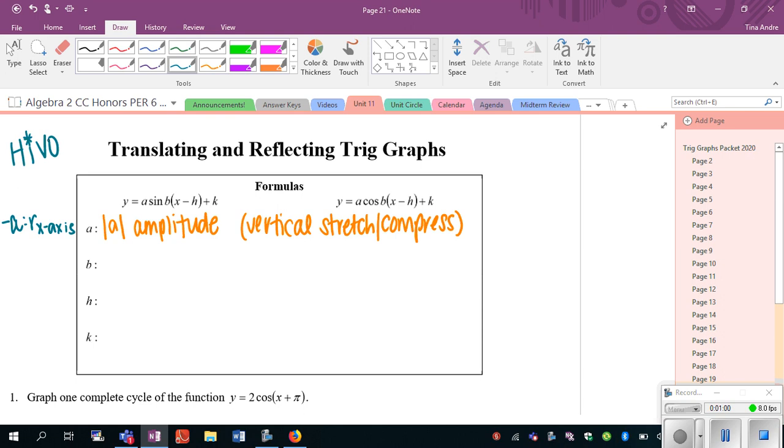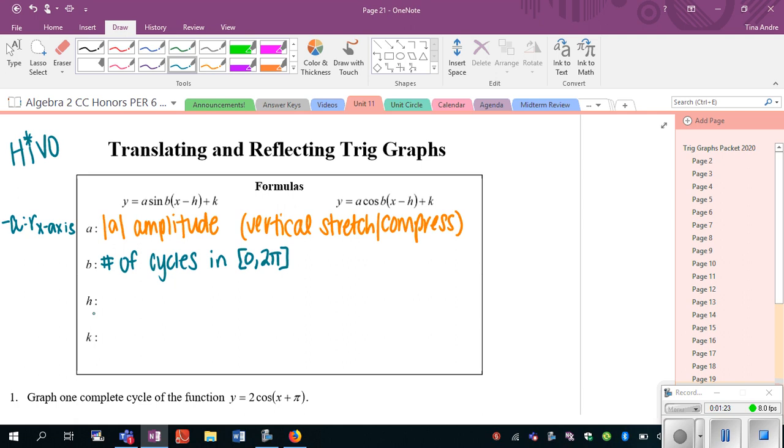The b value tells us how many cycles, so this is the number of cycles in 2 pi, in 0 to 2 pi. Remember, that is not the same as the period. The period is the length of one cycle. B tells us how many cycles from 0 to 2 pi.